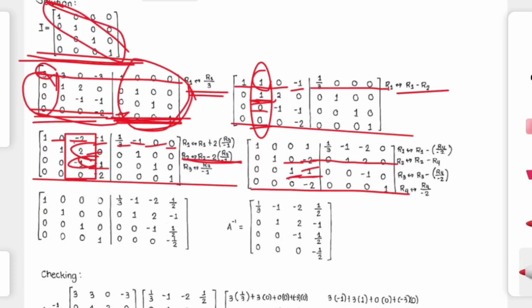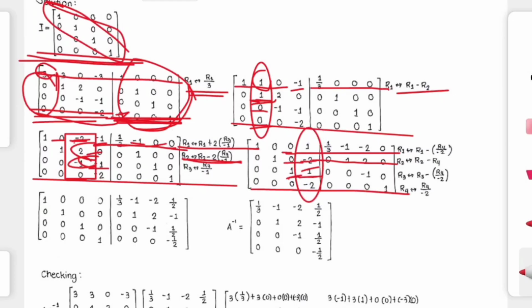Following this, we get 0, 1, 2, and 0. And for row 1, since we have the negative 2 here, r sub 1 plus 2 multiplied by r sub 3 over negative 1, so we get the 0 here. And following that, we establish 1, 1/3, negative 1, negative 2, and 0. For row 1, we add r sub 1 plus 2 multiplied by r sub 3 over negative 1.